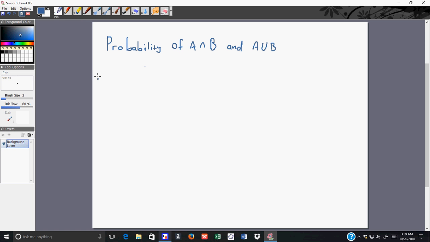Alright, I'm going to do a video on probability of A and B and A union B. My pen's being a little funny, so you'll have to bear with me. This symbol means intersection, and I read it as "and." And this symbol means union, and I'm going to read it as "or."